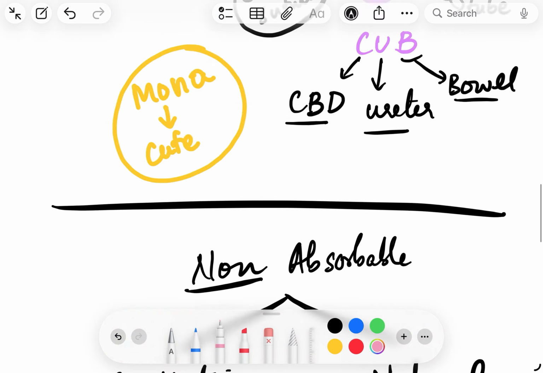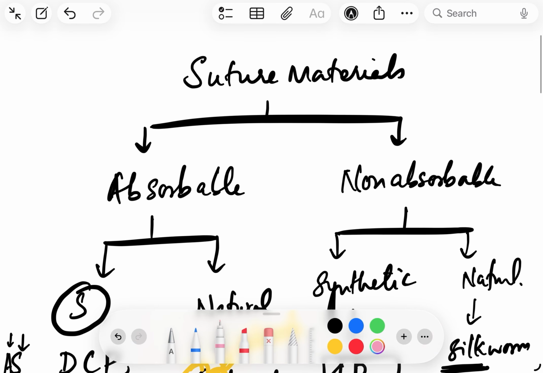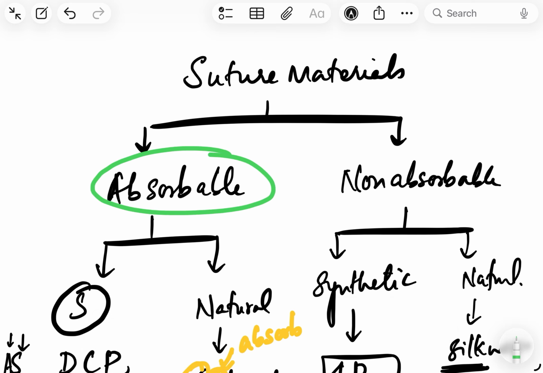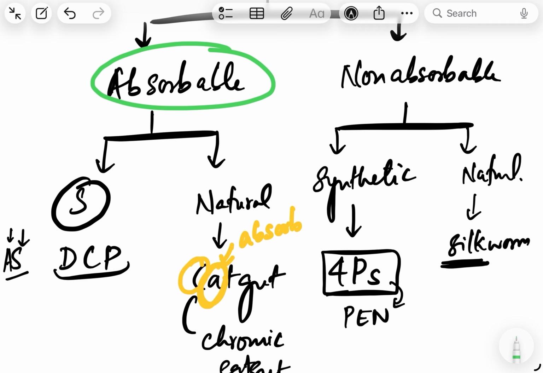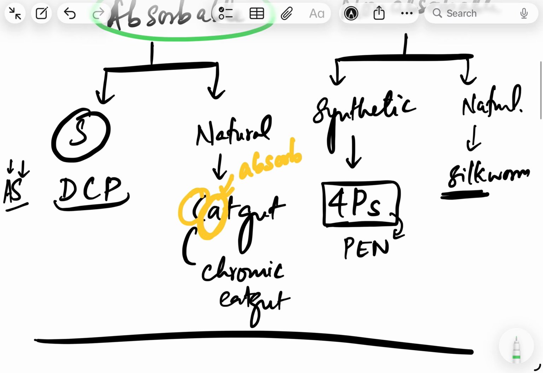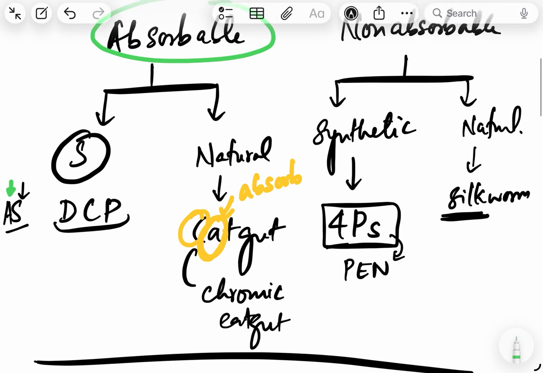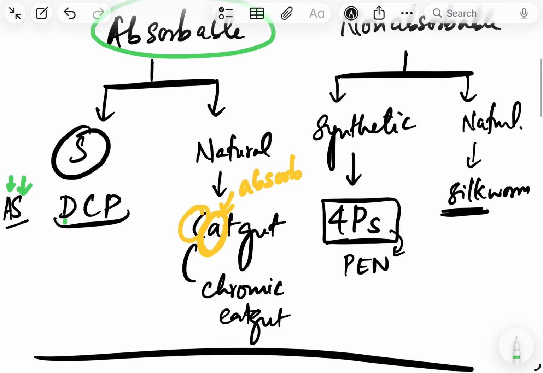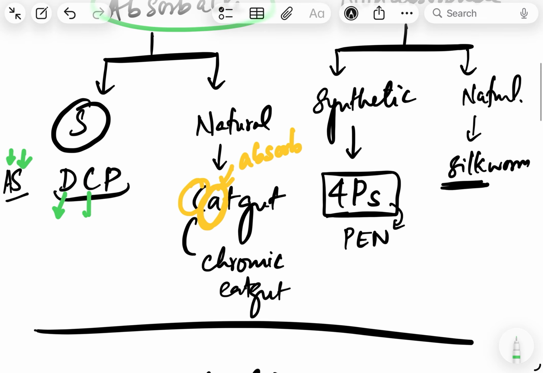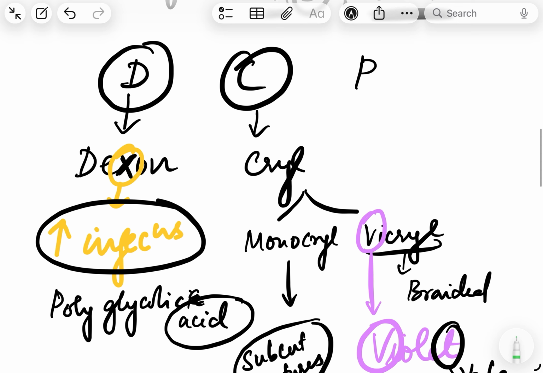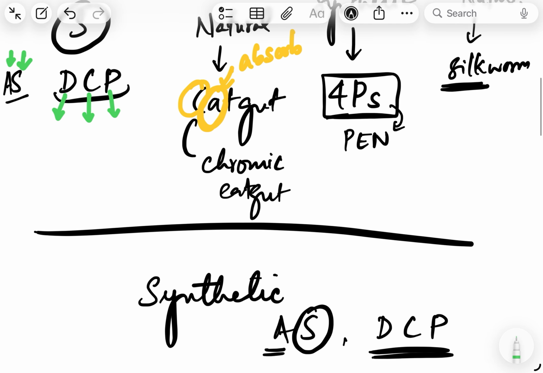Okay, that's it. So summarizing, we divide suture materials into two, absorbable and non-absorbable. Absorbable, we have the mnemonic assistant surgeon and DCP, ASDCP. AS is for absorbable and synthetic, D is for Dexon, C is for the crill family, Monocryl, Vicryl, P is for the PDS or polydioxanone. Polydioxanone, PDS is used for PJS, which is pancreaticojejunostomy.